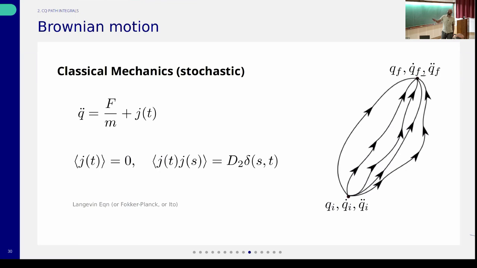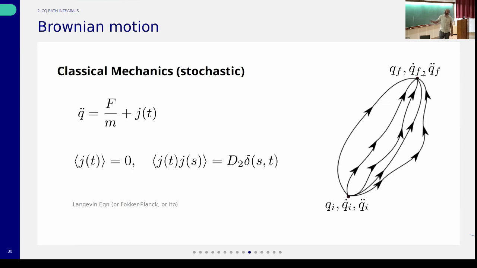The acceleration is equal to some force plus a random fluctuating noise, right? That's Brownian motion, or this is the Langevin equation. So the acceleration has some random fluctuations to it, like it's getting stochastic kicks. And on expectation, the kicks are 0, but they have some 2-point function, so they have some variance. And this variance, the larger the variance, the larger the fluctuations we get away from F equals ma.